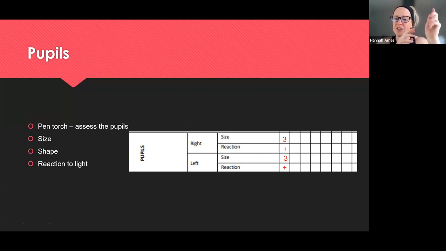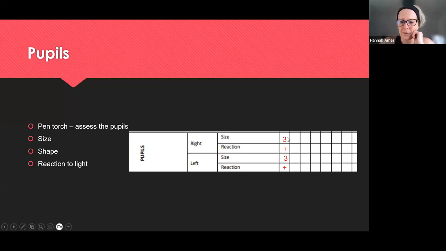And there's a sizing chart on the side of the GCS chart. And so you just decide what size they were, so maybe 3 millimeters, 4 millimeters. And if they're reacting to light, you'd put a plus in the box. And if they were fixed and not reacting to light, it would be a minus. But most of the time the pupils are reacting to light, unless they've got a false or glass eye in, potentially for your patient actor. So again, document that down.